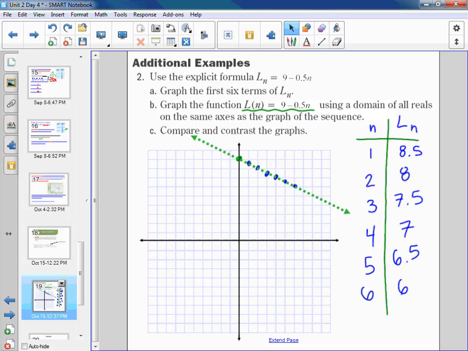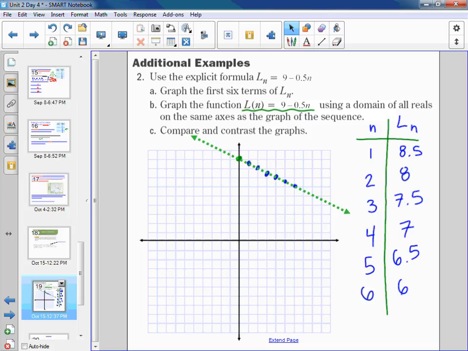Libby? Yeah, they share the same points. In fact, every time my input value for my continuous line is an integer that's positive, that is a counting number, then it's going to share a point. All the other ones it's not going to share, right? If there are non-integer inputs, then that's not going to be a member of the sequence. Good, so they share all those points that are blue.